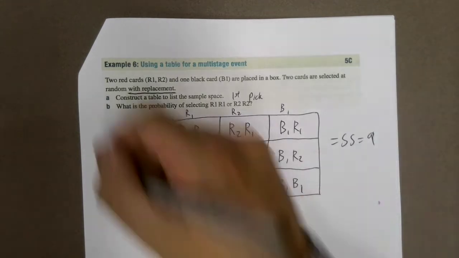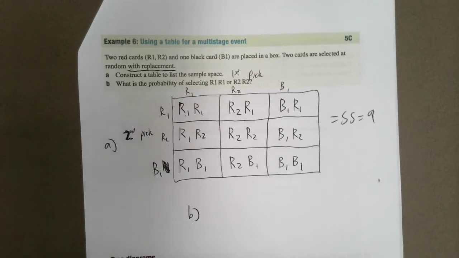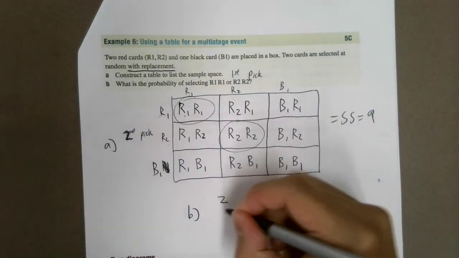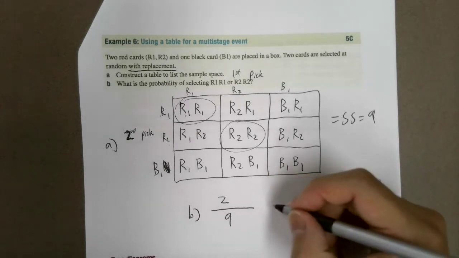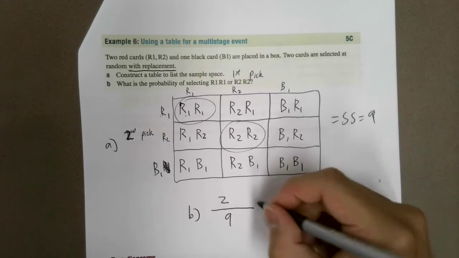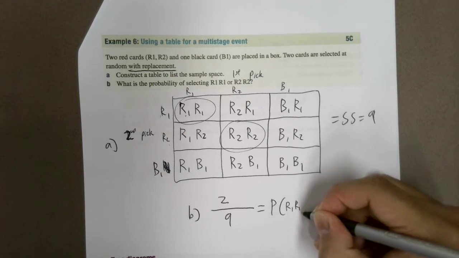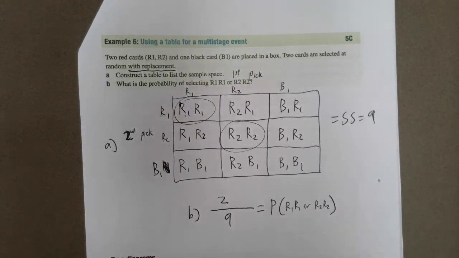Now, if we look at question B, question B asks us what's the probability of selecting R1, R1 and R2, R2. Now, out of all these, only these 2 are favourable, so the probability is the number of favourable outcomes divided by the total number of outcomes. Okay, so that is our probability. Now, how we write that again is probably R1, R1 or R2, R2, and that's kind of how we write it with our notation with probability.